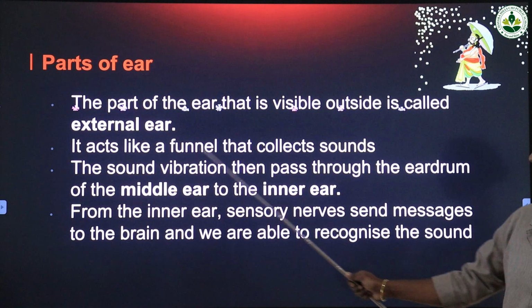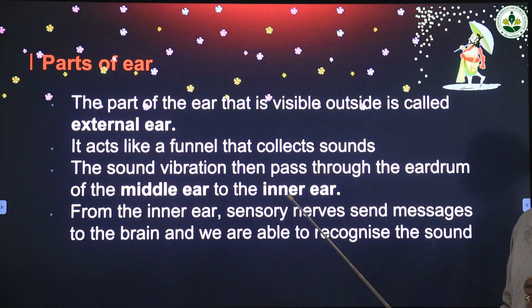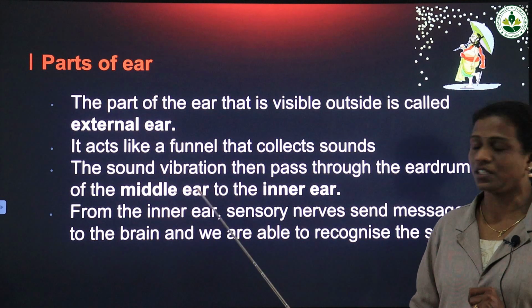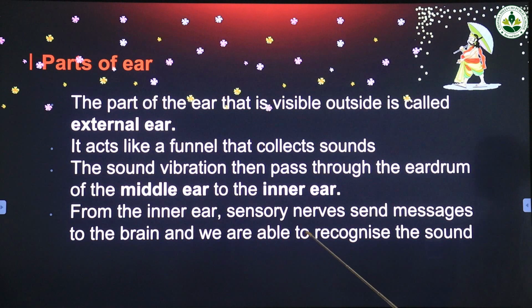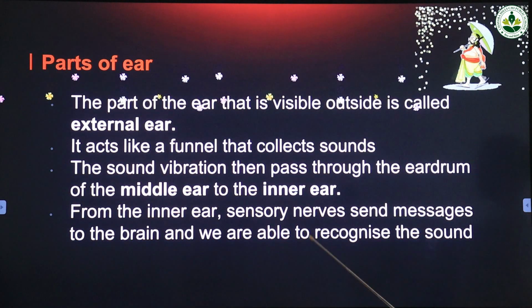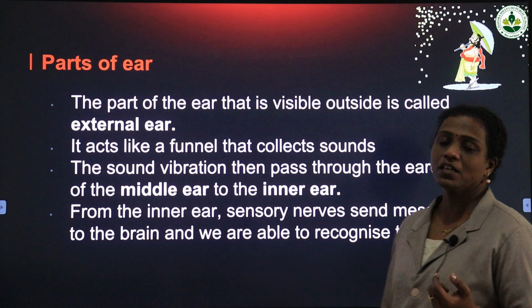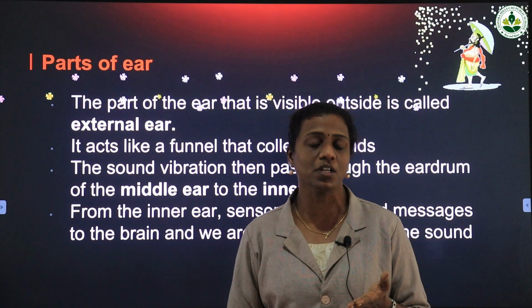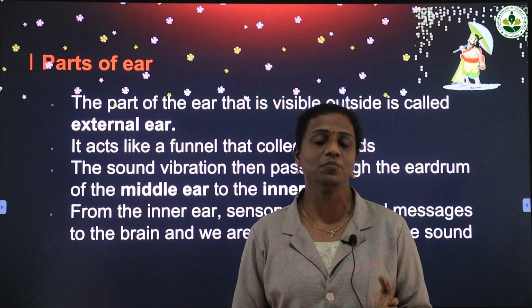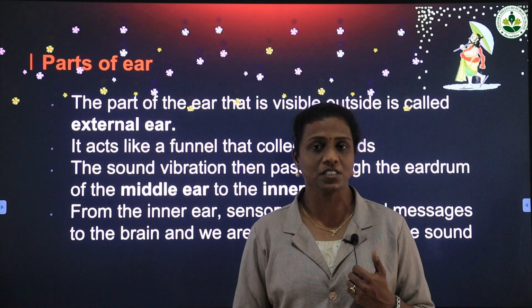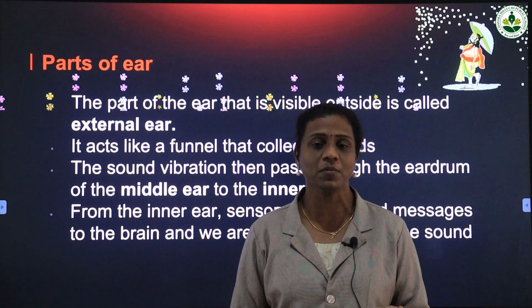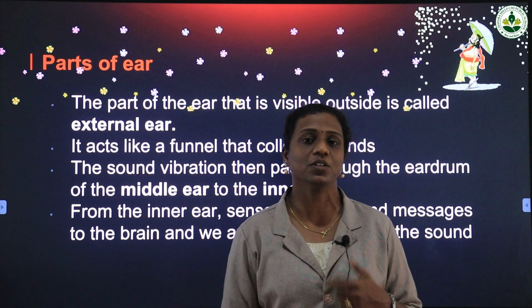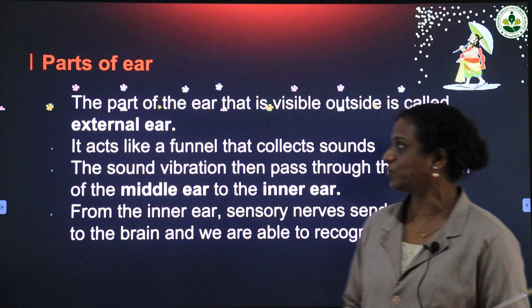The external ear acts like a funnel that collects sounds. The sound vibration then passes through the eardrum of the middle ear to the inner ear. From the inner ear, sensory nerves send messages to the brain and we are able to recognize the sound. So when we hear any kind of sound, our external ear collects the sound and it enters our ear. It touches the eardrum and starts vibrating, and the vibrations change into a message. The sensory nerves in the inner ear send the message to our brain. At that time we can detect many kinds of sound.